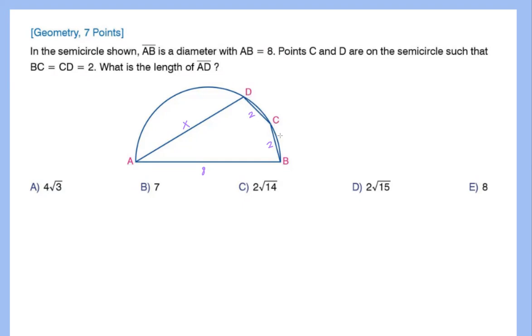So arc DC and arc BC should be the same, which tells me that if I connect A to C, the angles in between the chords are going to be equal as well. Since we know arc DC is congruent to arc CB as the arc measure, their inscribed angles, like this one and this one, have to be equal to each other.